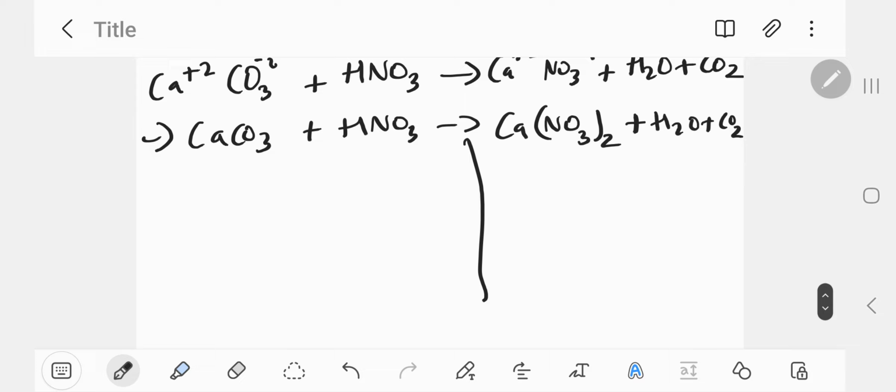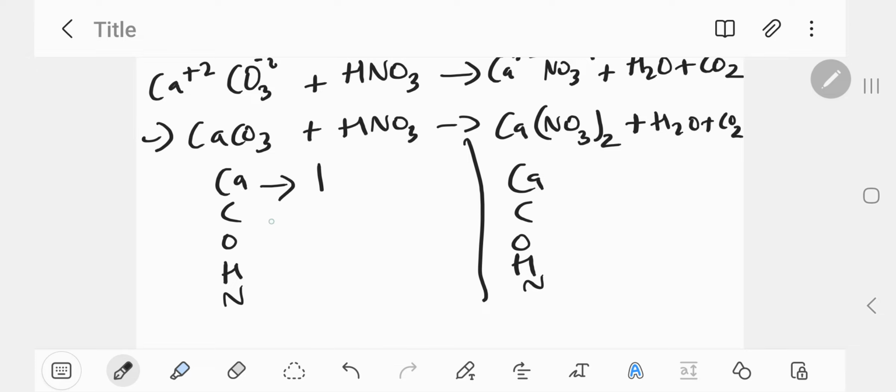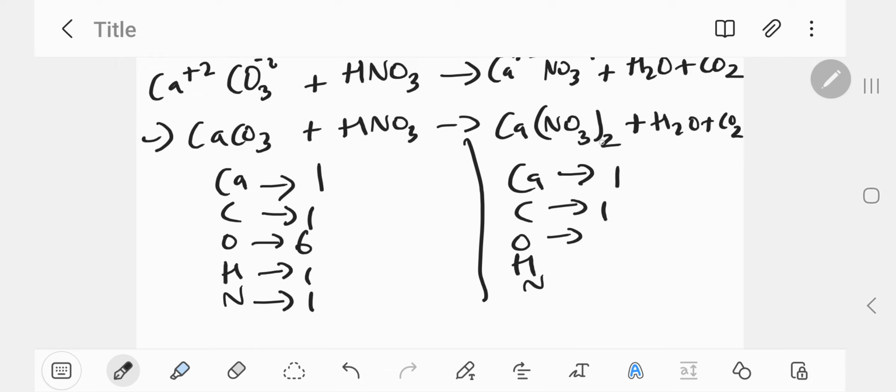Let's balance it. Calcium, carbon, oxygen, hydrogen, nitrogen, same thing. Let's count. 1 calcium, 1 carbon, 6 oxygen, 1 hydrogen, 1 nitrogen. Calcium, 1 carbon, 1 oxygen. There's 3 times 2. That's what the bracket there means. 6 plus 1, 7 plus 2, 9. Hydrogen, there's 2. Nitrogen, there's 2. Okay, N, there's a 2. There's a whole bracket around the NO3 and the 2. So it's N times 2, which is 2.